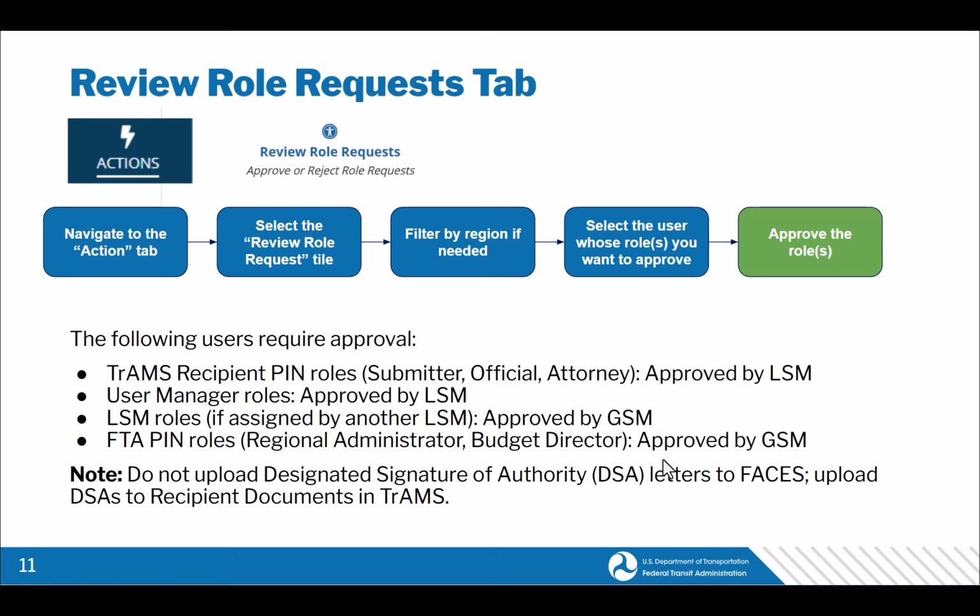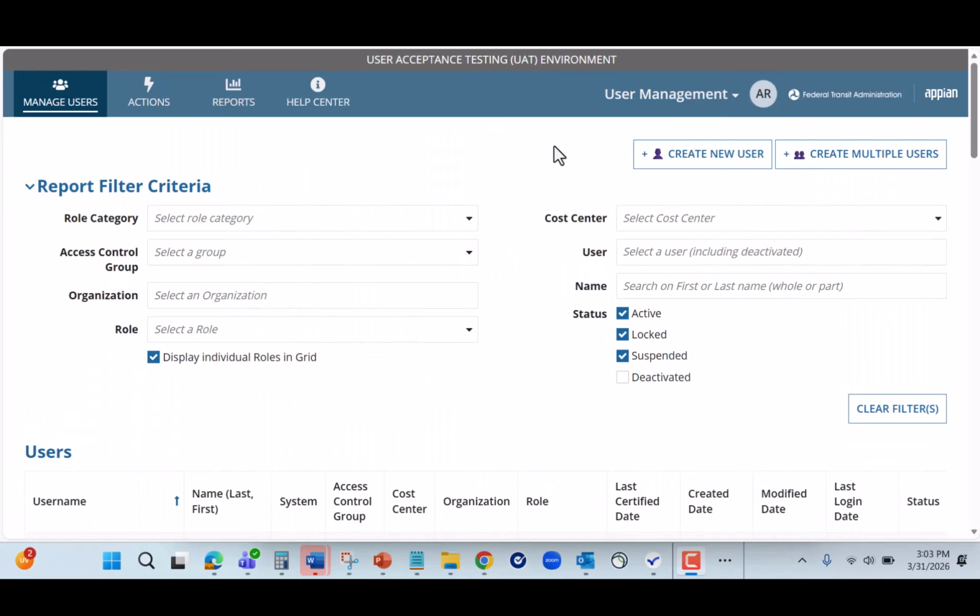Note: do not upload the designated signature of authority letters into FACES. You will upload them into the recipient documents in TrAMS. Now we will demonstrate how to approve a role request.